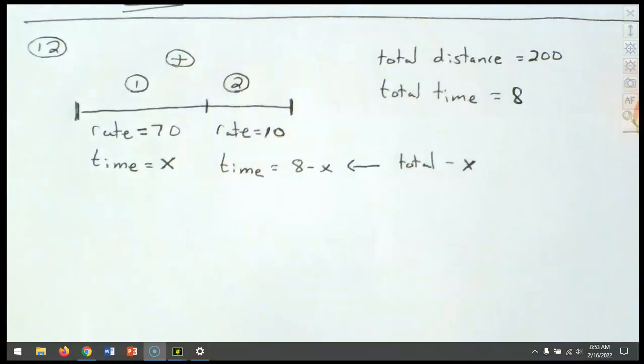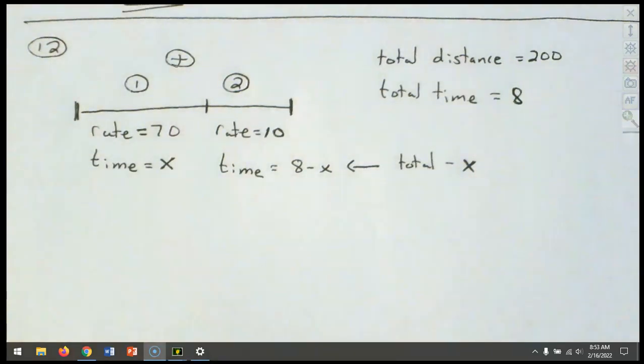minus X. Remember when we did the mixture problems, right? And you knew the amount in one container but not the other one. Or the total amount, and you didn't know the amount in each container. So you called one of them X, remember that? And the other one was a total minus X. So if you had 100 liters total, you called the first one X, and the other one 100 minus X. Remember that? Same concept here.